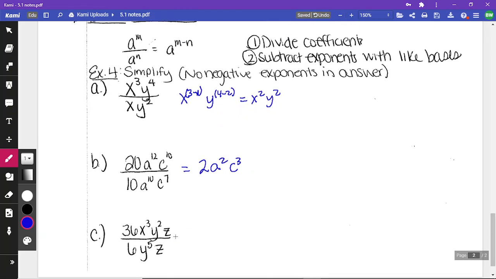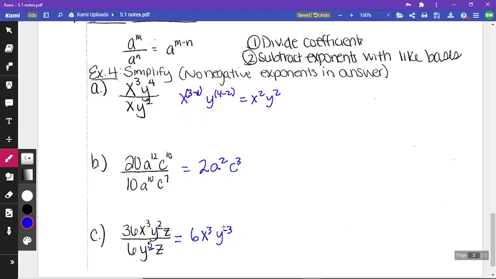So we divide the coefficients here. 36 divided by 6. That's 6. Now we subtract exponents with like bases. X cubed, there is no x in the denominator. So that just stays x cubed. Nothing to subtract. Y. Okay, we have y. Now here we have 2 minus 5. Okay, and so that is negative 3, right? So we'll write that like that.